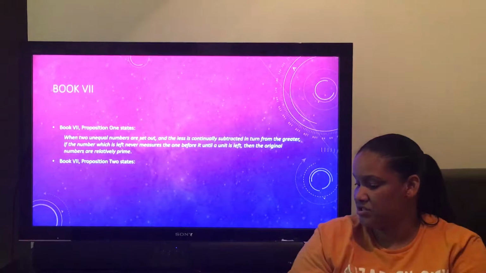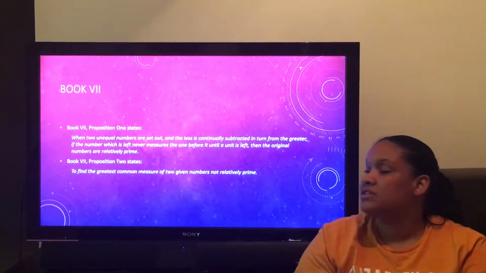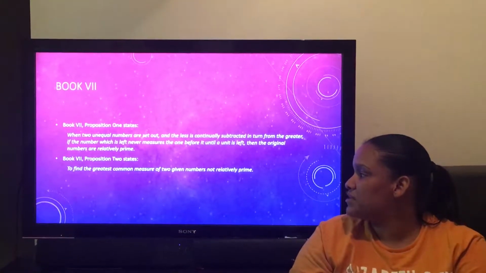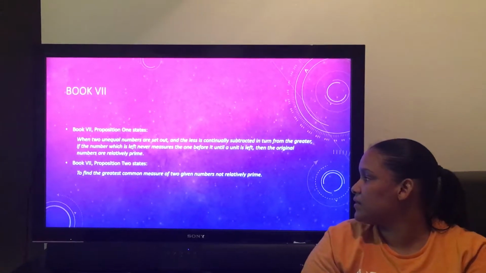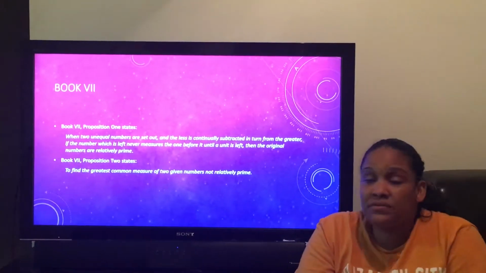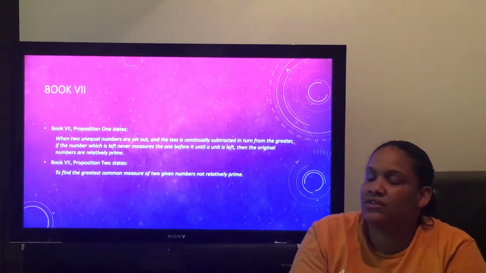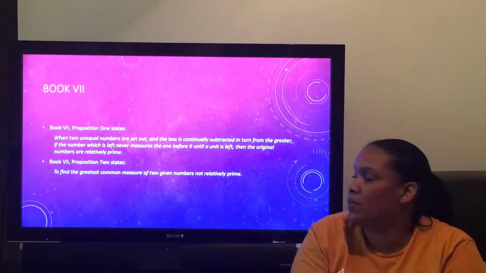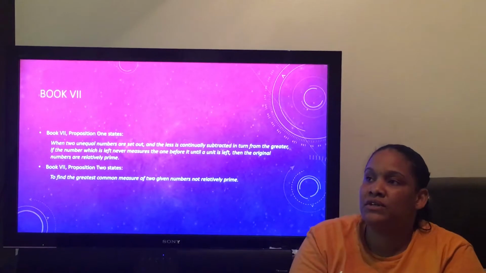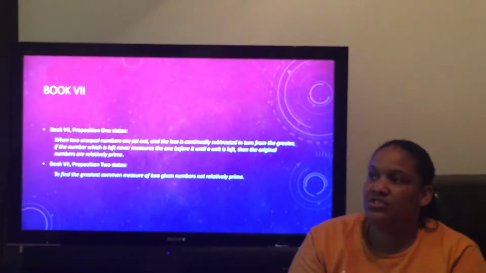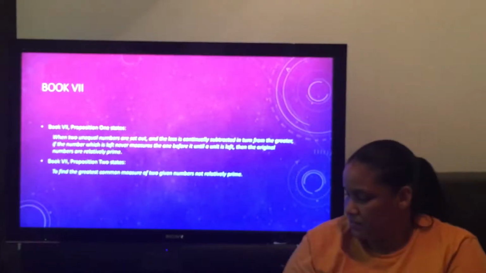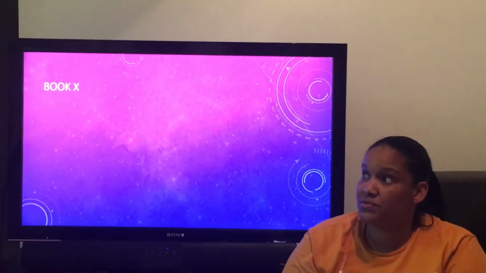Book 7, proposition 2 then states to find the greatest common measure of two given numbers, not relatively prime. So pretty much we want to find the greatest common denominator, or the greatest common factor, between those two numbers: a number that will divide into each number equally.